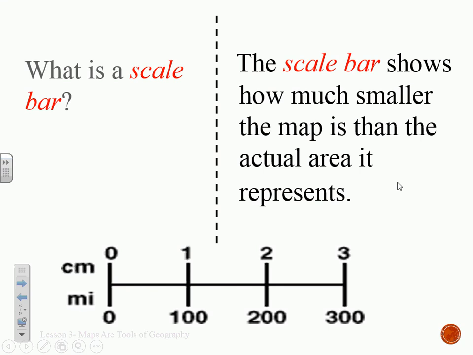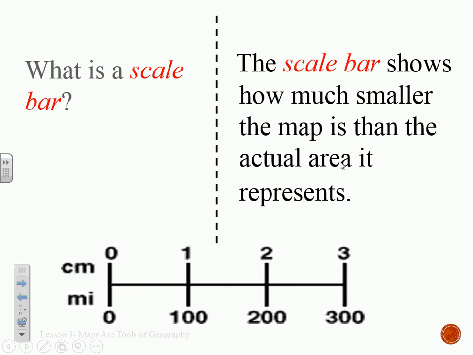With this map scale, we see that 1 centimeter on the map represents 100 miles in real life. So if we had 2 centimeters on the map for a distance between two places, that'd be 200 miles in real life. What if we had 1.5 centimeters on the map? How many miles would that be in real life? That'd be 150 miles. It's between 100 and 200, so 150 miles. Again, the map scale shows how much smaller the map is than the actual area it represents.